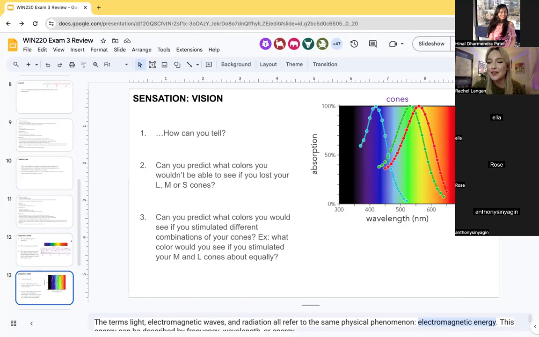Okay, question. I'm just confirming what you said. So missing either an L, M, or S cone, even just one of them, would lead to color blindness. Yes. But that would be color blindness of a specific color, right? The person would still be able to see some colors. Yeah, so you would have to have only one cone to see in black and white. But most people who are colorblind are missing their M or their L. And so what they normally see is blue and yellow.